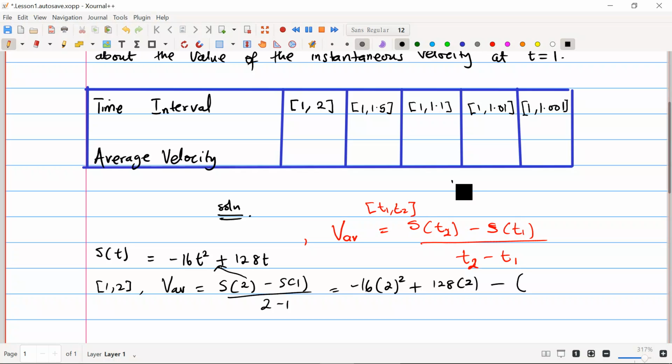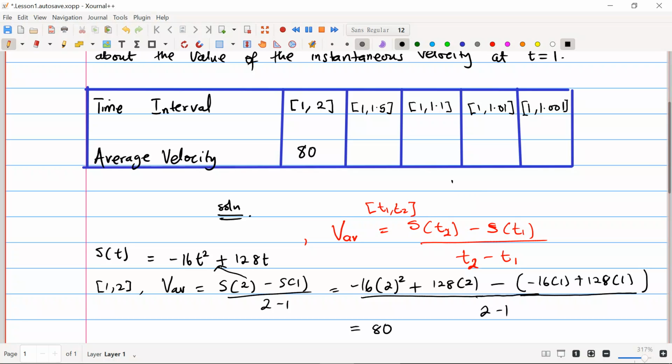Then I put the whole of this into parentheses: negative 16 times 1 plus 128 times 1. The parentheses mean I have to solve everything inside before I can subtract. So look at where the bracket is. Everything is divided by 2 minus 1. I'll go ahead and calculate this, and this is going to give me 80.